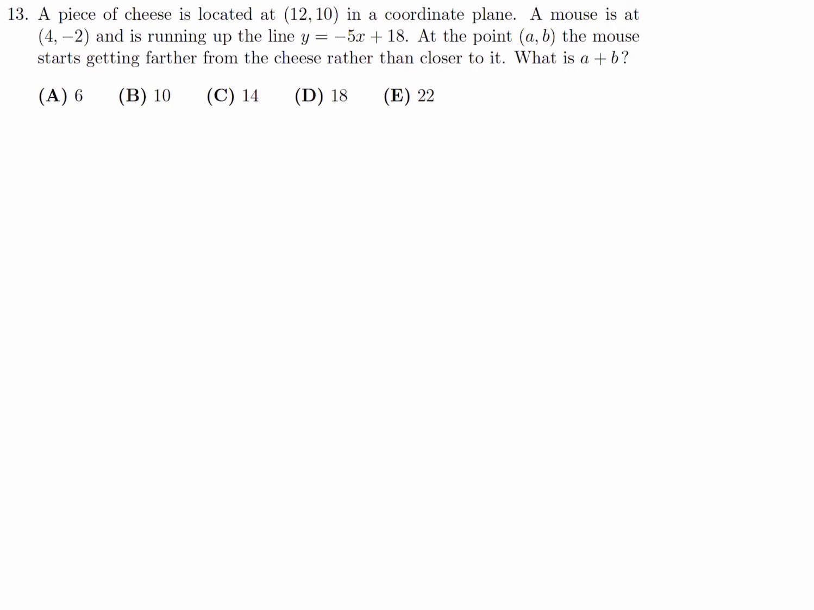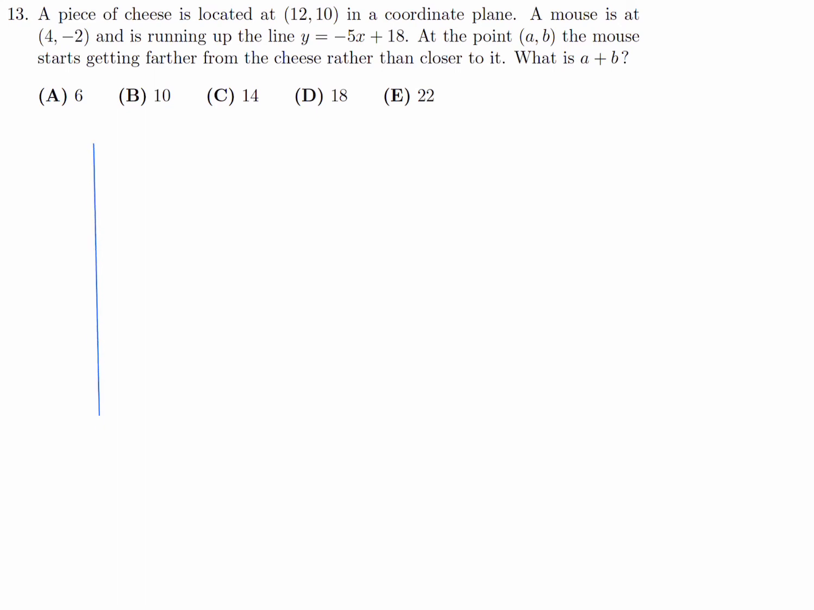A piece of cheese is located at (12, 10) in the coordinate plane. A mouse is at (4, -2) and is running up the line y equals -5x plus 18. At the point (a, b), the mouse starts getting farther from the cheese rather than closer to it. What is a plus b?